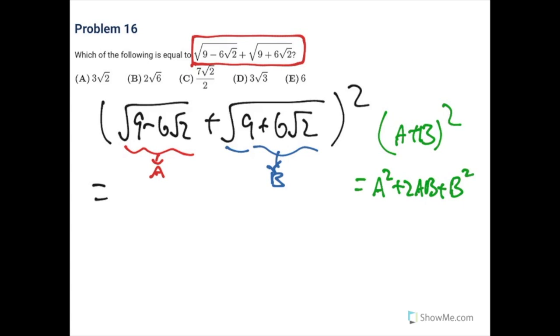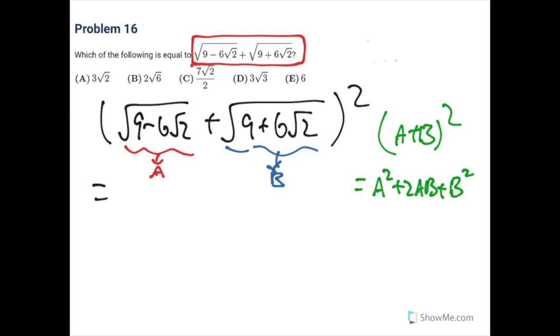You can derive this by writing it as a plus b times a plus b, and then using the FOIL method to multiply all of these out. I'm not going to discuss this here. You can use it as a fact that you can memorize, that a plus b all squared is equal to a squared plus 2ab plus b squared.